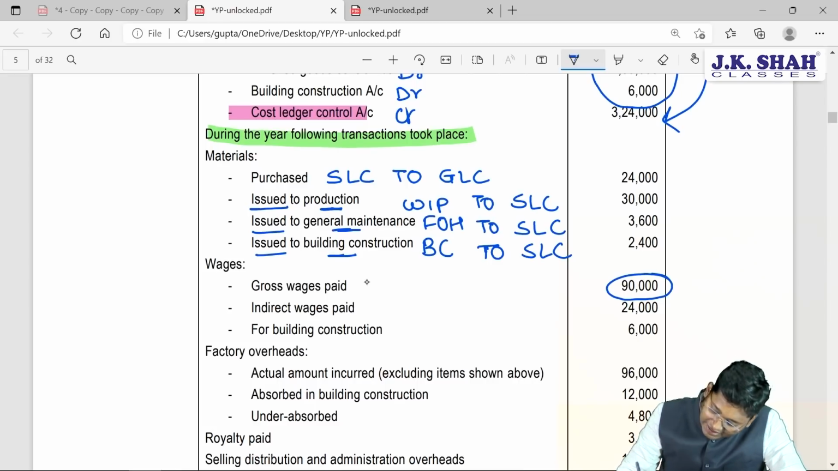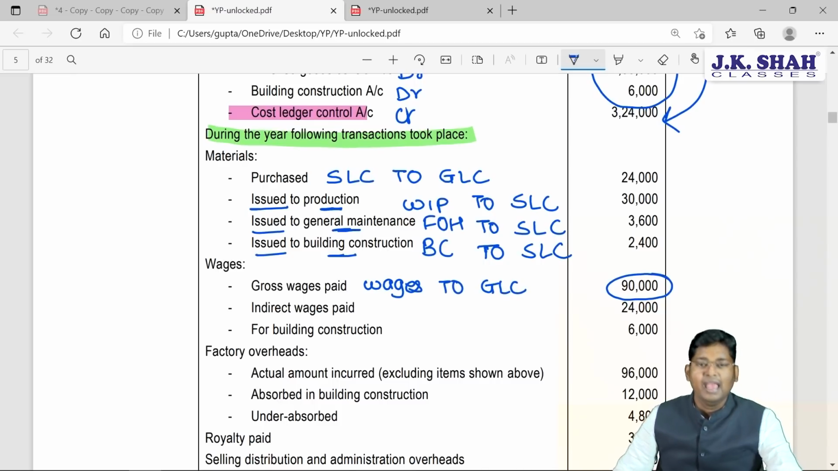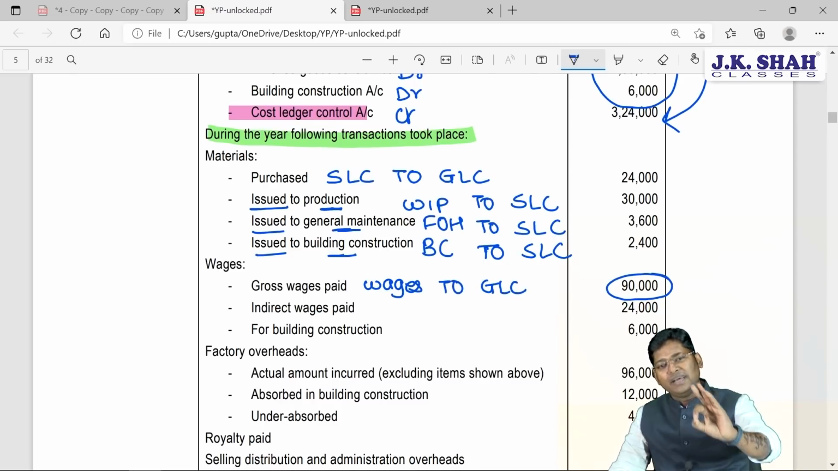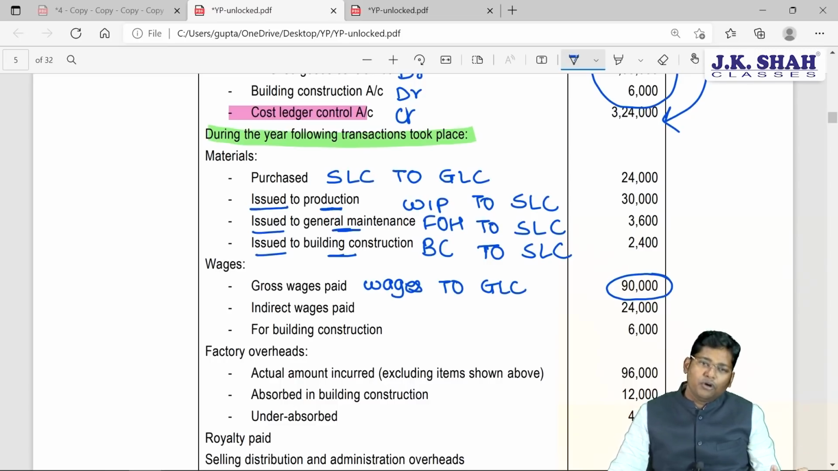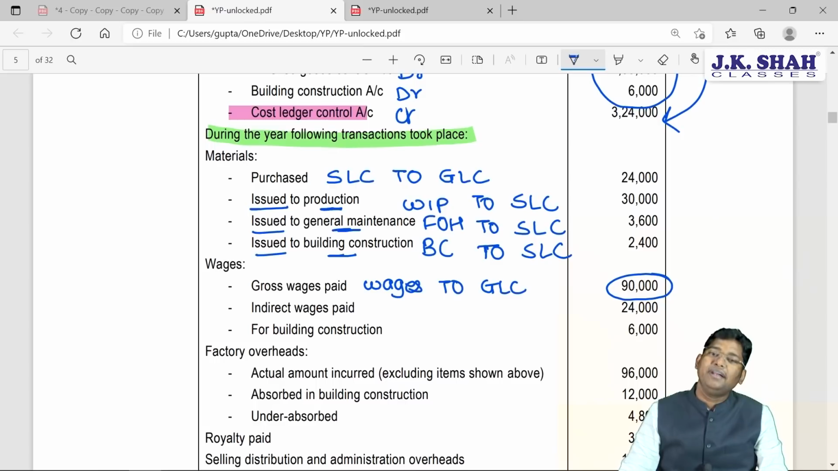So for this 90,000, you should pass only one entry, and that entry is wages account debit to GLC, as all category of wages, whenever we are paying off, cash is going out, and wage account we are going to debit because it is an expenditure for the company. So wages account debit to GLC is the entry for this 90,000.